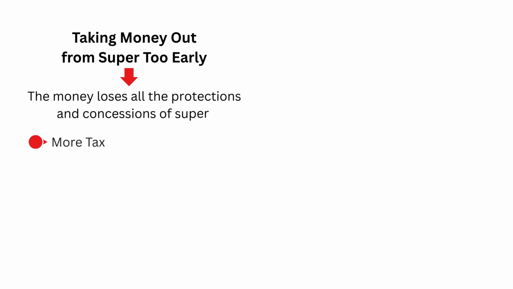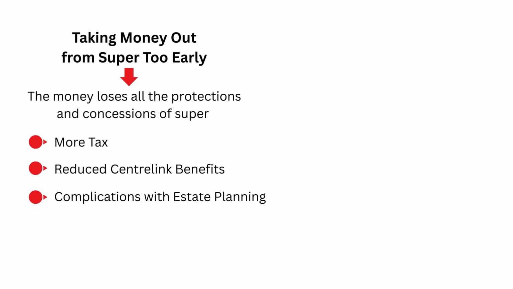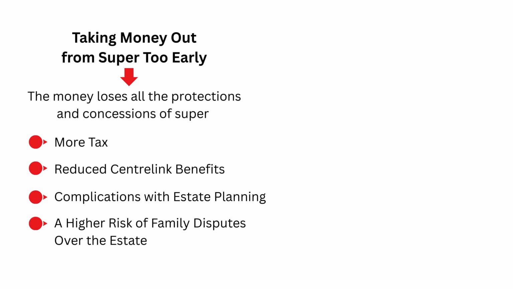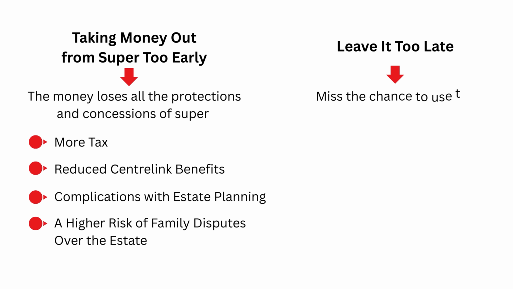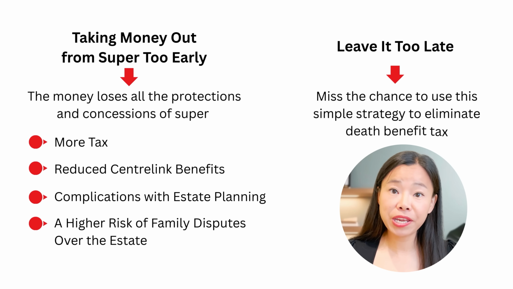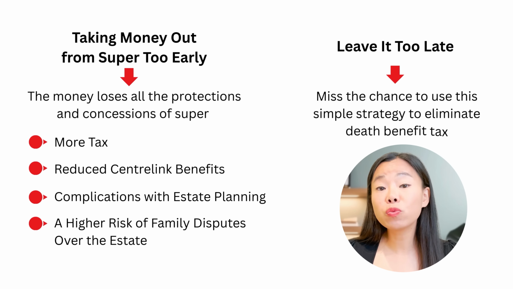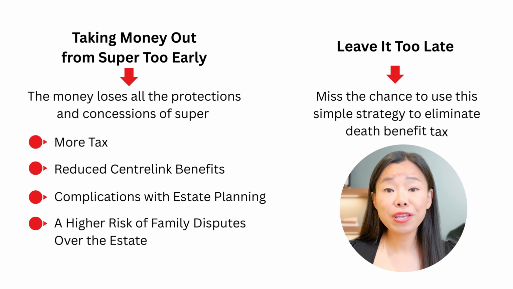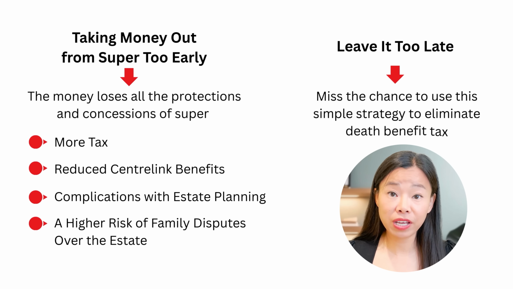Not everyone can predict their death. Take the money out too early and it loses all the protections and concessions of super, which can mean more tax, reduced Centrelink benefits, complications with estate planning, and even a higher risk of family disputes over the estate. Leave it too late, you could miss the chance to use the simple strategy to eliminate death benefit tax. So while cashing out super before death can wipe out superannuation death benefit tax, it comes with risks and complexities. So it's best to seek professional advice if you're considering this path.